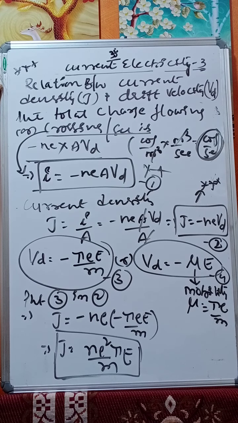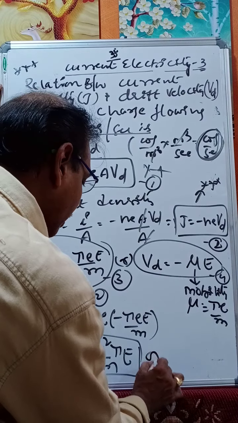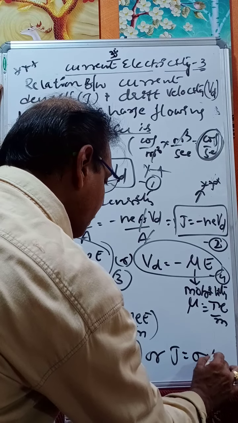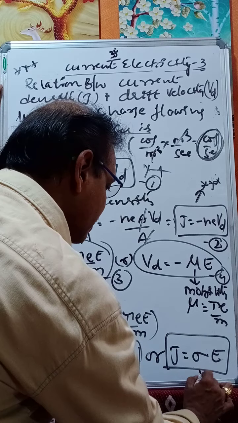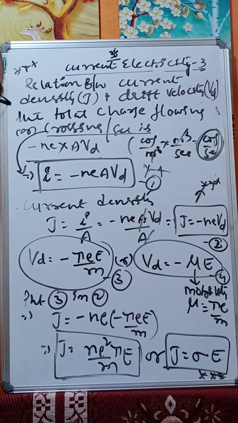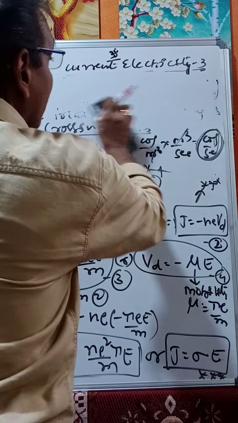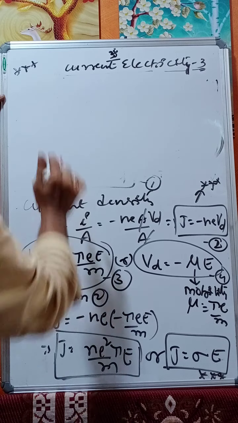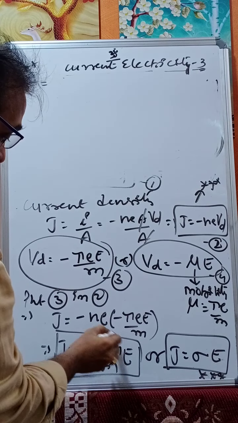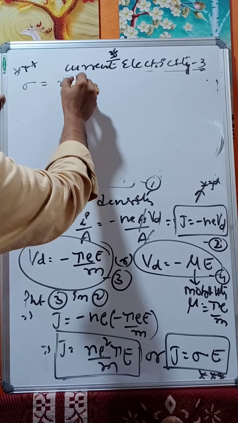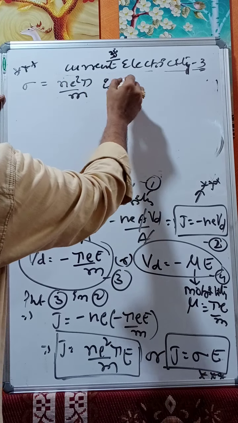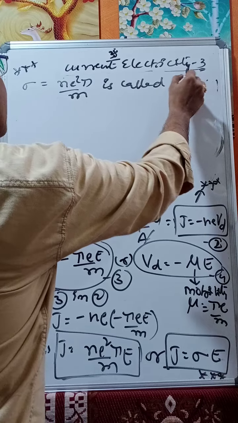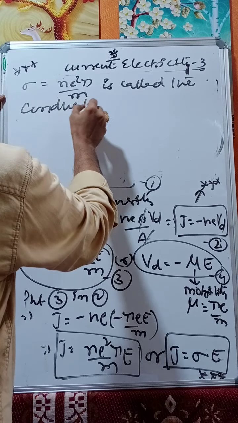J is equal to Ne square tau by m into E, or we can call it J is equal to sigma E, where sigma is Ne square tau by m, which is called the conductivity.